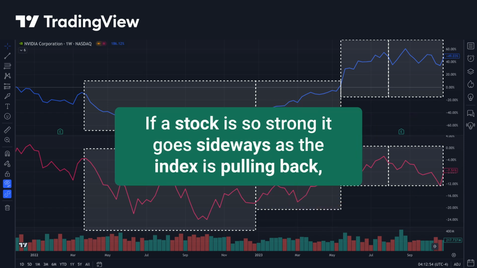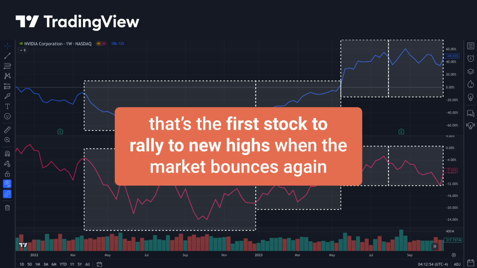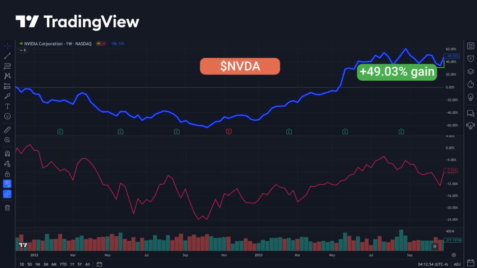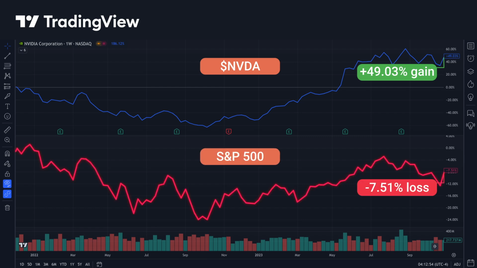Now, of course, if a stock is so strong that it goes sideways as the index is pulling back, typically that's the first stock to rally to new highs when the market bounces again. So this weekly chart clearly showcases pattern relative strength, with NVIDIA demonstrating great resilience, bullish divergence, and growth potential even when the overall market is struggling.